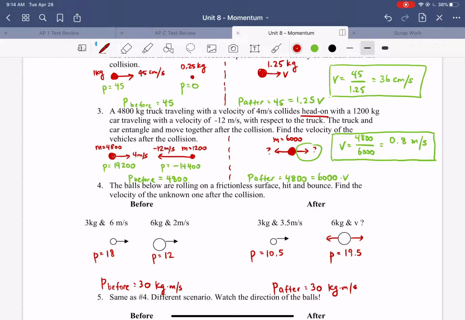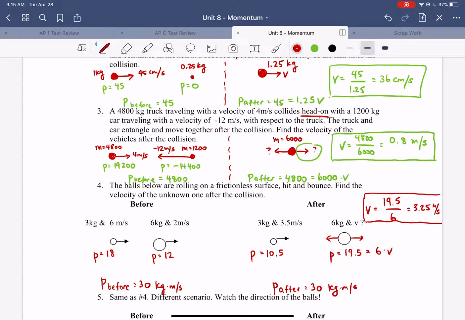All right, so we know the momentum of the 6 kilogram ball is 19.5, and we know that's equal to its mass, 6, multiplied by its velocity, v. So final step is to solve this equation. The velocity is 19.5 divided by 6, which is 3.25. And units will be the same as all of the other velocities, so that would be meters per second.